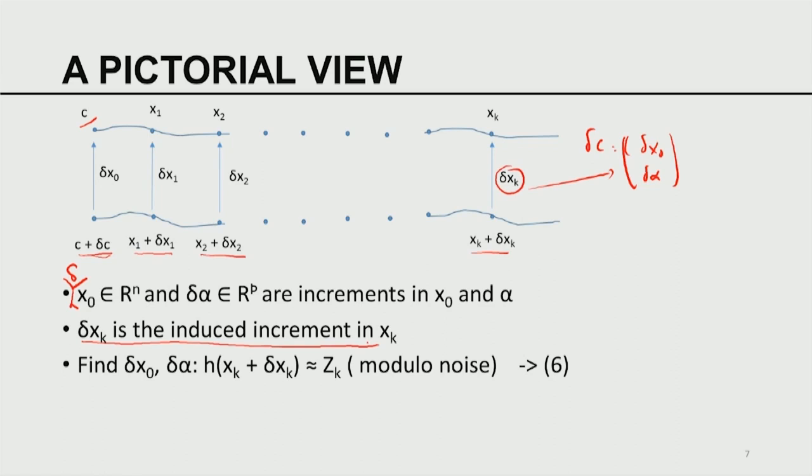So what is our goal? Our goal is to find delta X naught and delta alpha such that when I use this new state, Xk plus delta Xk, which is the perturbed state, and apply the function h, it will give the observation modulo the noise. That means it will match the deterministic part of the observation. What is the deterministic part? This is h of x star. That means my model predicted observation will match the actual observation modulo the noise. That's equation 6, and that is the goal we are working towards, and this equality is to be interpreted in the least square sense.